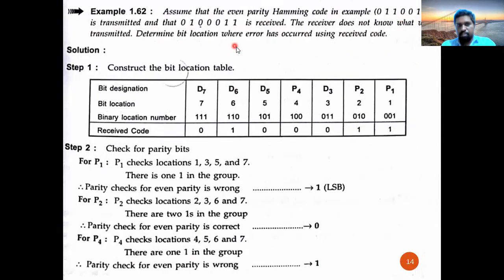See, this is the question related to that concept. Assume that an even parity Hamming code in the example is transmitted and it is received. Okay. That means the Hamming code is directly given. The receiver does not know where the error has occurred. So determine the bit location where the error is occurring. So the question says they transmitted a sequence, but they received this sequence.